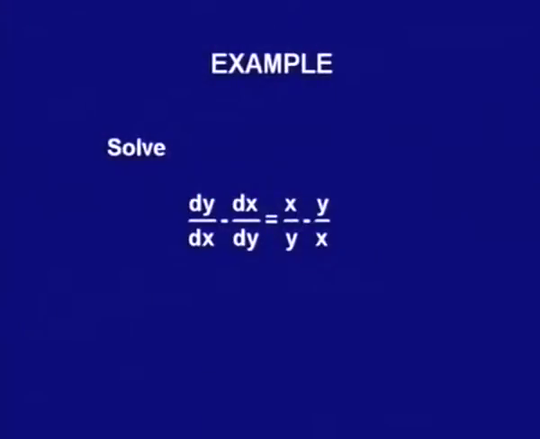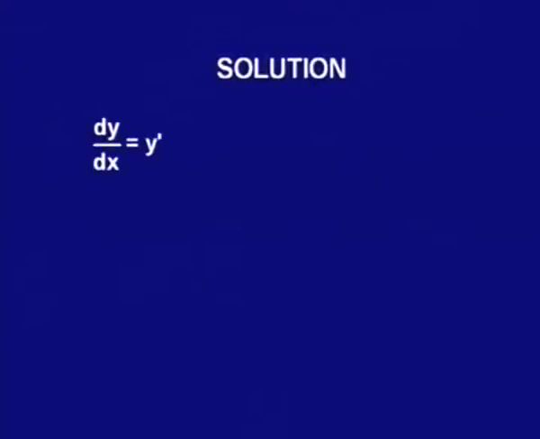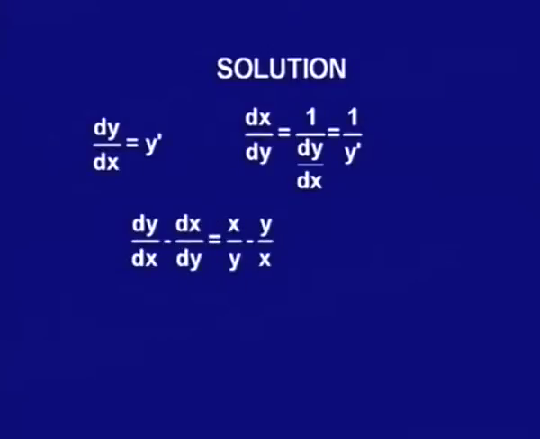Solve dy over dx minus dx over dy is equal to x by y minus y by x. See how we will solve it. Let us first write dy over dx as y dash. Then what would be dx over dy? It would be 1 upon dy over dx. So, we can write it as 1 upon y dash. Now, instead of dy over dx and dx over dy in the given equation, we will write y dash and 1 by y dash, and thus in this equation we would get y dash minus 1 upon y dash is equal to x upon y minus y upon x.